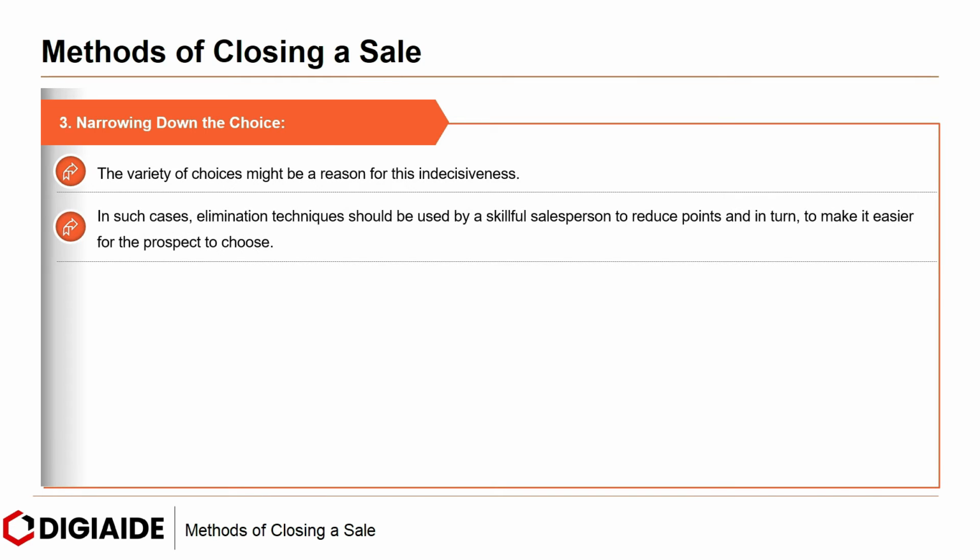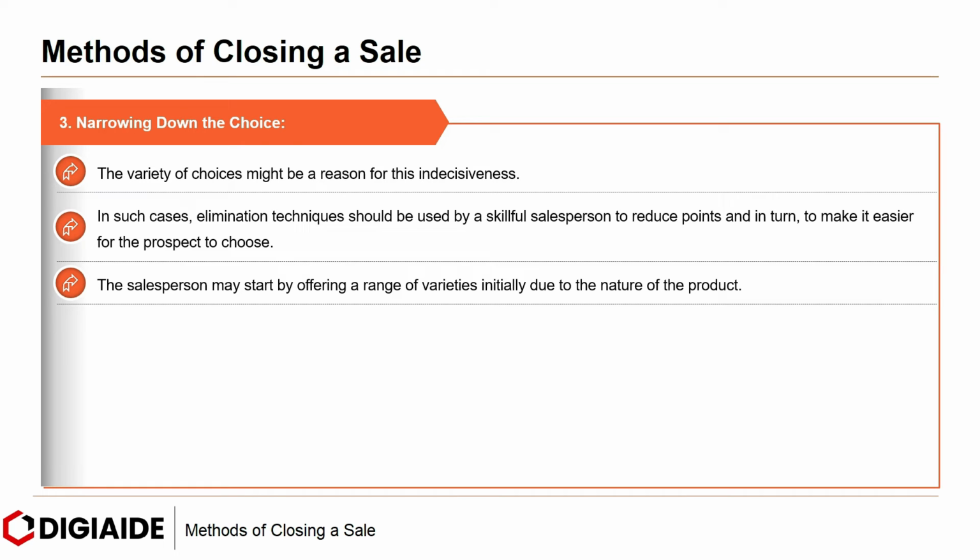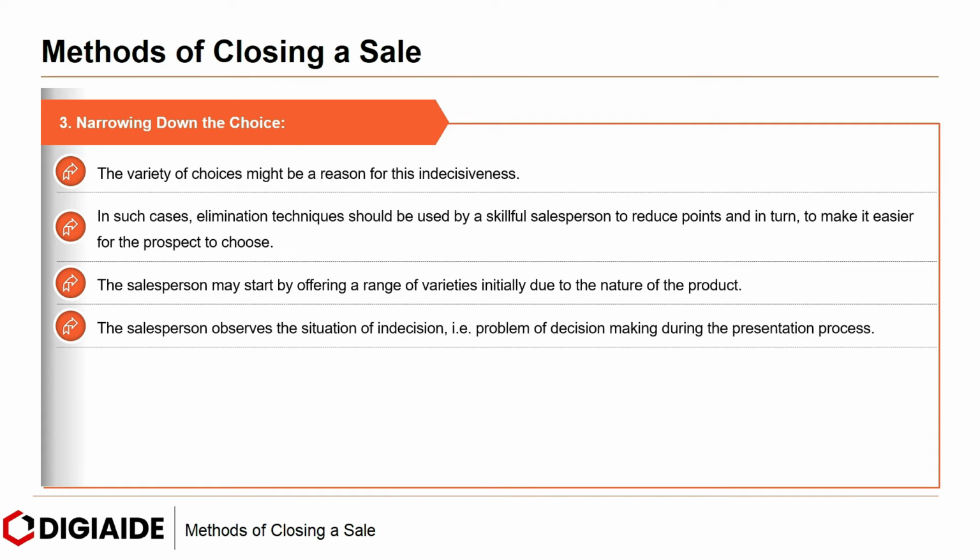In such cases, elimination techniques should be used by a skillful salesperson to reduce points and in turn to make it easier for the prospect to choose. The salesperson may start by offering a range of varieties initially due to the nature of the product. The salesperson observes the situation of indecision, that is, a problem of decision making during the presentation process.